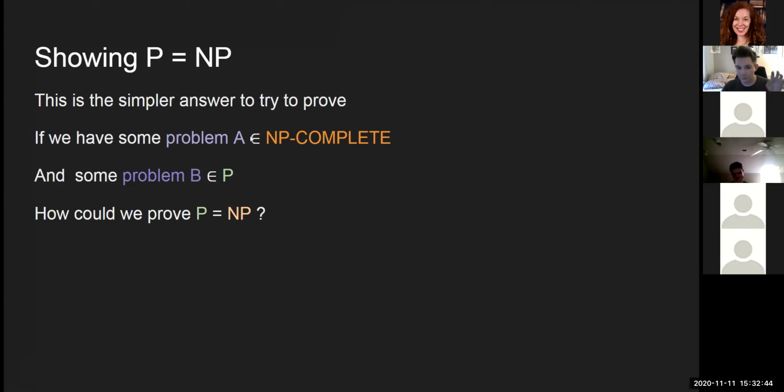So we have a problem that is NP complete, so it is as hard or harder than every problem in NP, and it's also in NP, which means that every problem in NP can be reduced to it, right? So we have that reduction. And now we have something in polynomial time, which we consider to be lower, but is a different problem, in P. And how could we try, at least, to prove that P equals NP?